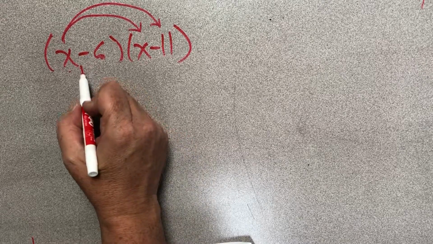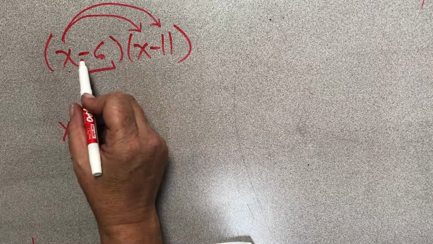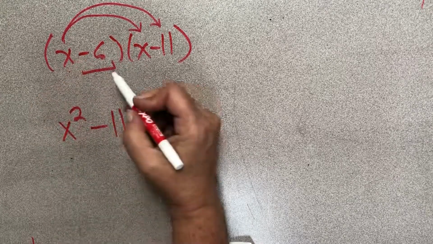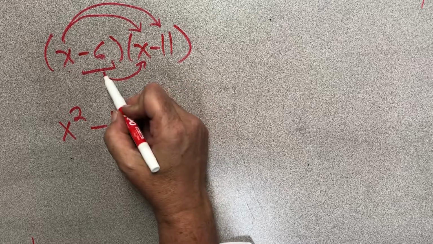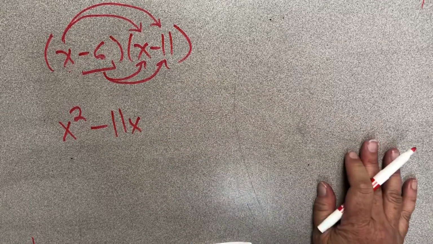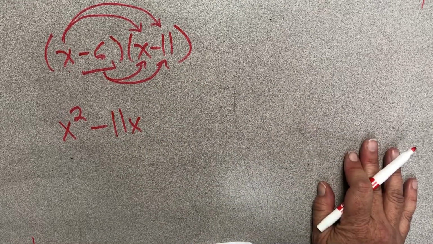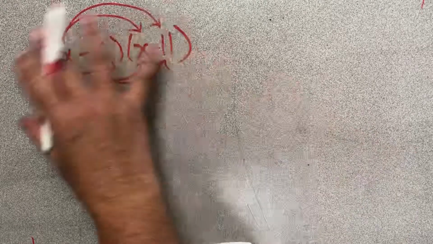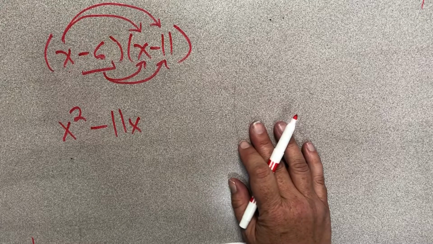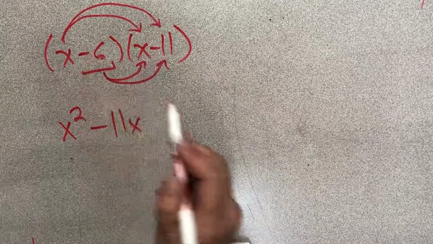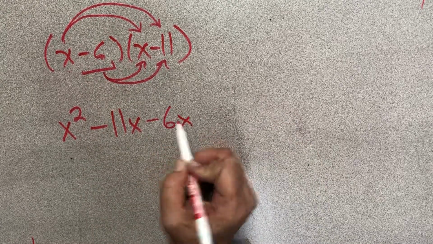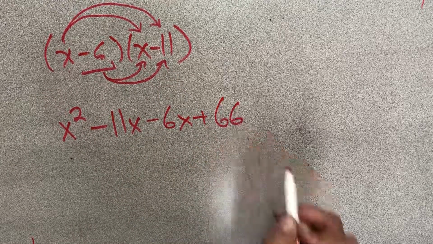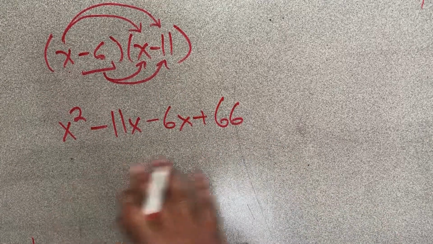Then I come to the bottom and draw a bracket, making sure that I capture that negative. And I'm going to do negative 6 times x, negative 6 times negative 11. I like putting those two arrows on the bottom so I don't get a mess of arrows up here that I can't even understand. So negative 6 times x, negative 6x, negative 6 times negative 11, positive 66.